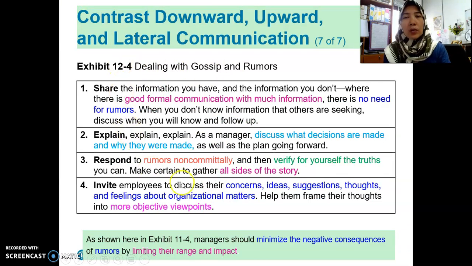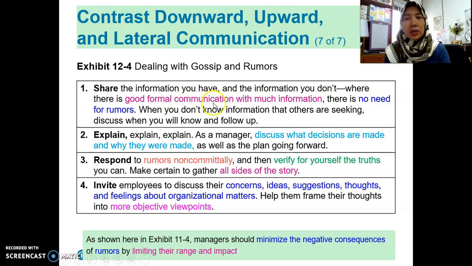So in the organizations, there are many gossips and rumors. Sometimes these gossips and rumors are incorrect. So the managers need to know how to deal with the gossip and rumors in the organizations. So before you share the information, try to check which information can be shared and which information cannot be shared.